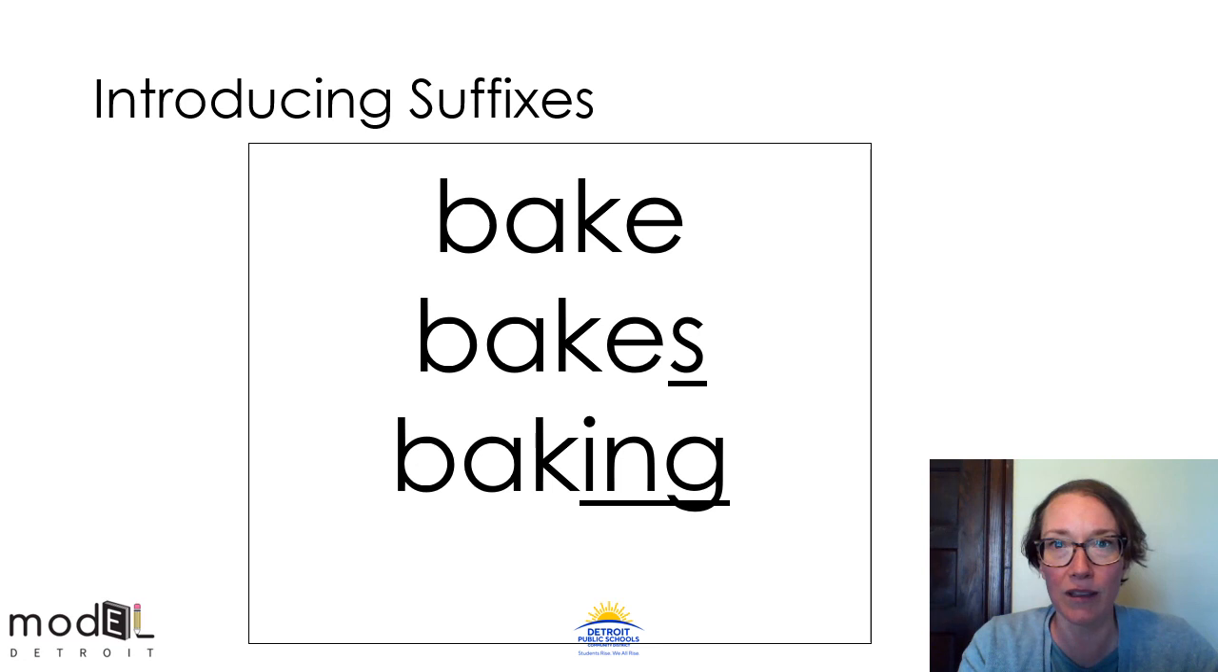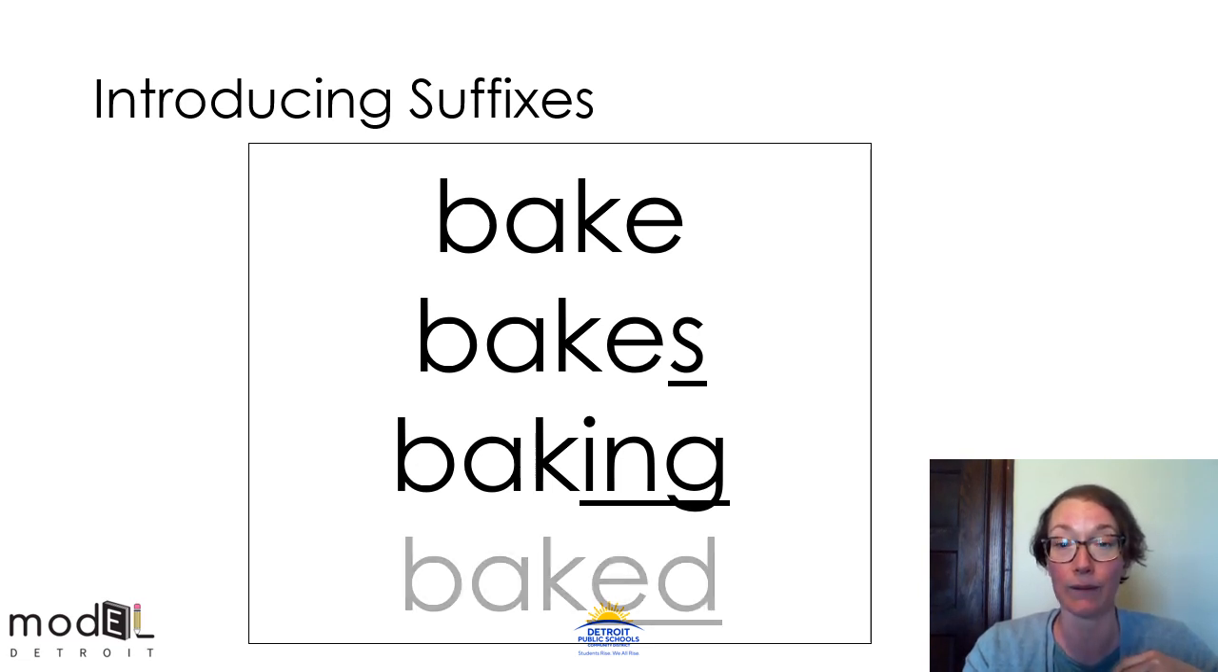Look at this one. Now it says baking. What's our suffix? It's ing. When we add ing to the end of the word, it often means that it's happening right now. My grandma is baking a cake right now. So I add the suffix ing to show that it's happening right now.